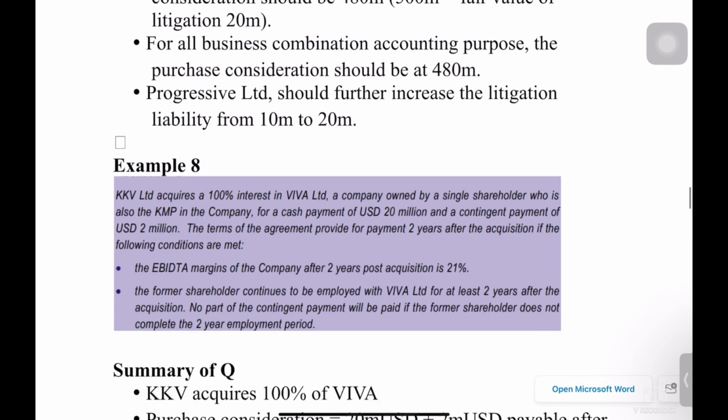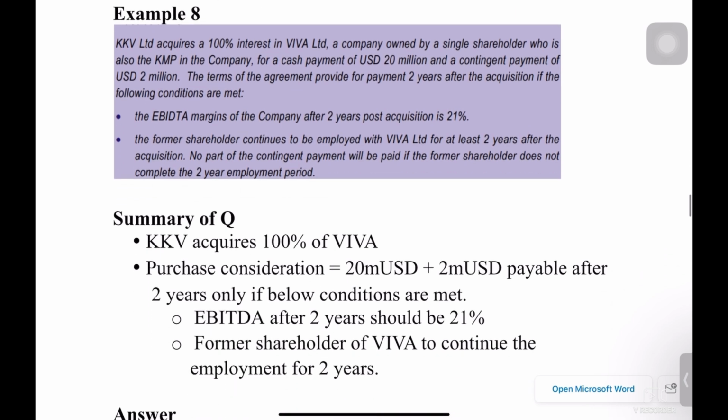Okay, then let me move on to the next example. In this example, KKV acquires 100% of Viva and the purchase consideration is 20 million USD plus another 2 million USD payable after 2 years only if the below two conditions are met.